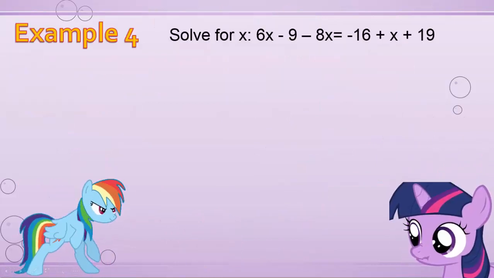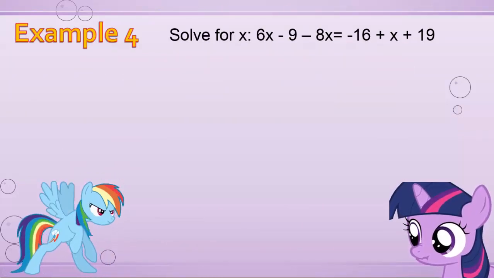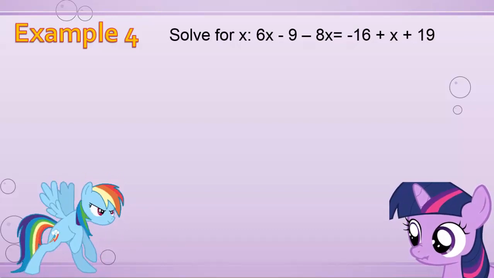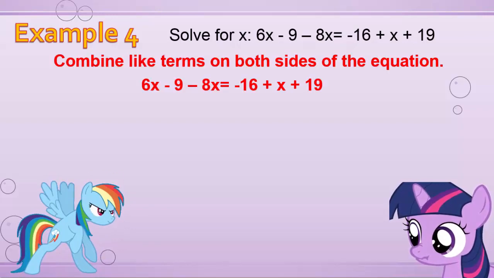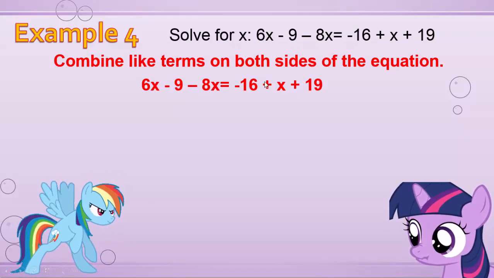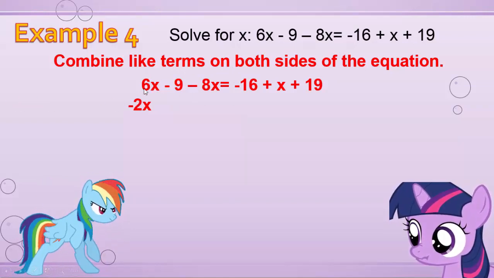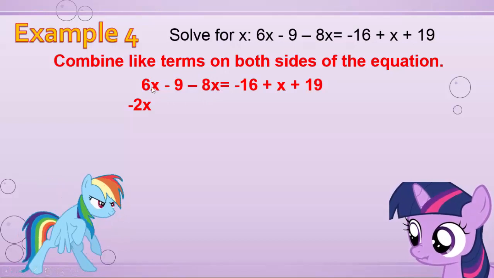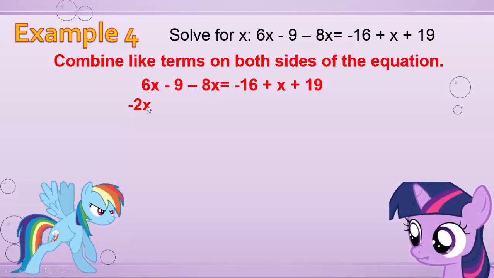In example number 4, we're asked to solve 3x minus 9 minus x is equal to minus 16 plus x plus 19. Now, the first thing we want to do in this is to combine the like terms on both sides. And in this case, the like terms are the 3x and the negative x. So that means the like terms on this side are the x's. And when we put them together, we get 2x.